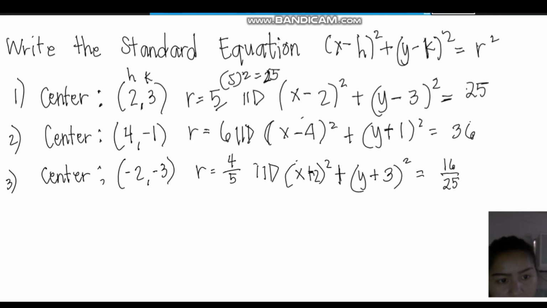Again, class, kapag ang given ay naka-negative, imbis na minus, y minus, magiging y plus. So, be careful with the sign. Okay, so yun lang yung ating lesson for today. So, next kong gagawin na lesson about circle is the graphing, yung paano mag-graph manually. So, yun lang. Thank you.